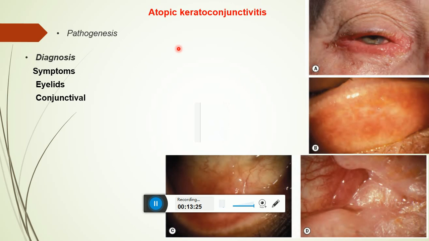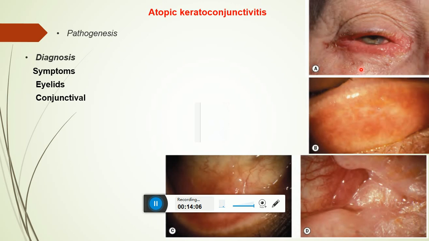VKC is frequently seasonal and worse in the spring, while AKC is perennial and worse in the winter. Patients are sensitive to a wide range of airborne environmental allergens. Now the diagnosis: the distinction between AKC and VKC can be made clinically. Eosinophils are less common in VKC. In AKC, the symptoms are similar, but more severe and unremitting.